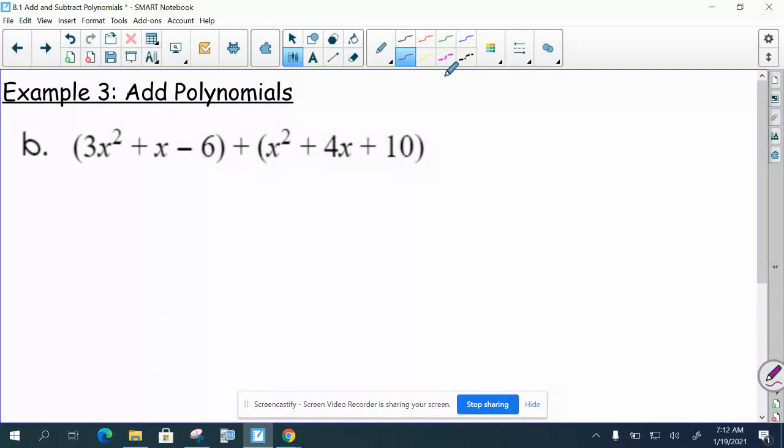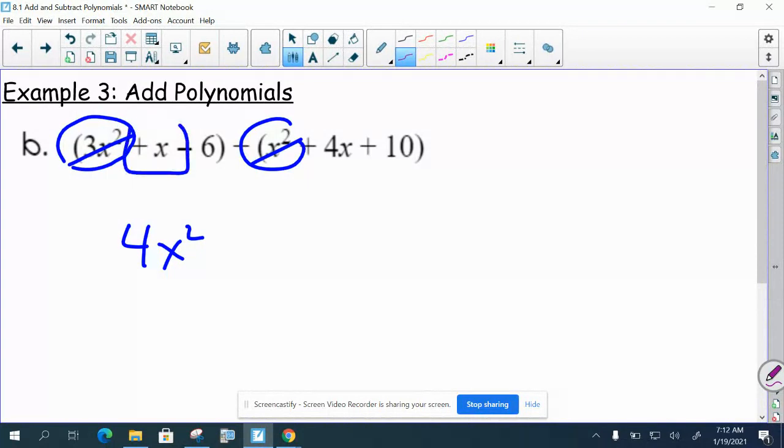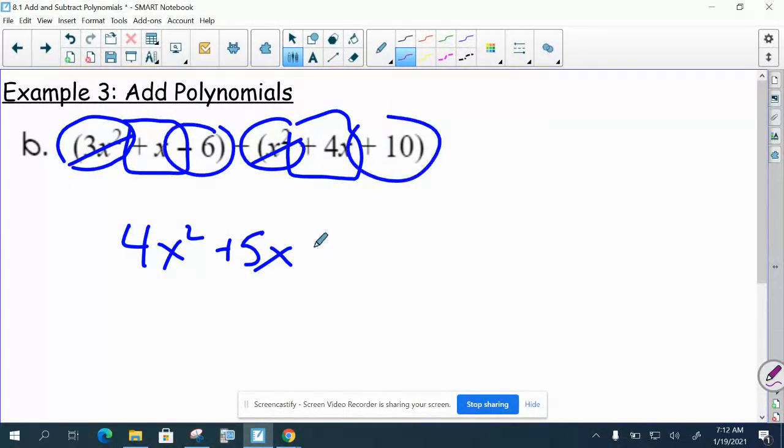Okay, let's take a look at this one. The highest power is squared, so we'll do 3x squared plus x squared, which would be 4x squared. And I'm going to cross them out. And then we'll have x and 4x, which would be 5x. And then you've also got negative 6 and 10, which would be plus 4.